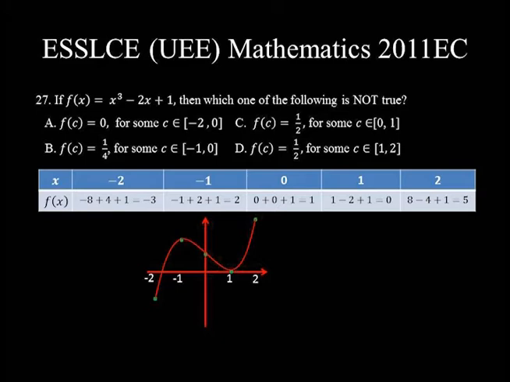But for the purpose of this discussion, let's check choice C and choice D. Choice C, f of c is equal to 1 over 2 for some c element of 0, comma 1. On the interval 0, comma 1, f of x is decreasing and its value lies between 1 and 0. Since f of x is continuous, there must be c such that f of c is equal to 1 over 2. So choice C is true. Choice D, f of c is equal to 1 over 2 for some c element of 1, comma 2. On the interval 1, comma 2, f of x is increasing and its values lie between 0 and 5. Since the function is continuous, there must be c such that f of c is equal to 1 over 2. Choice D is also true. So the answer is choice B.